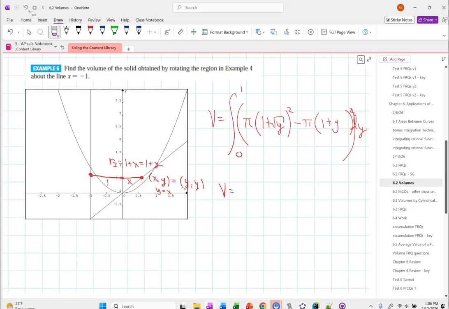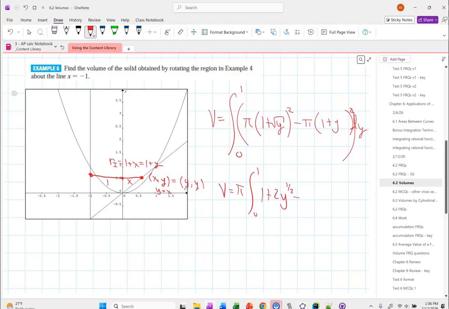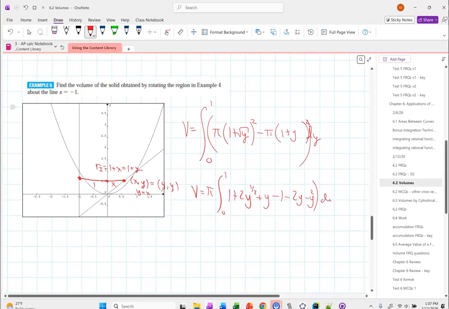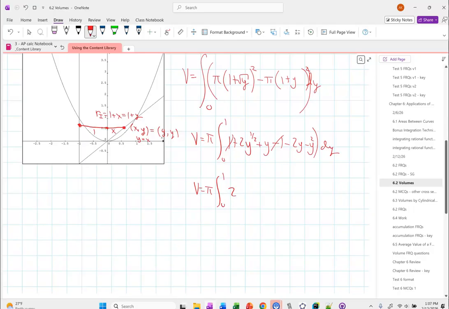Again, I don't have a good antiderivative formula for these guys. This is how they're currently written. What am I going to do? Boil them out. So I have 1 plus 2y to the 1/2 plus y minus 1 minus 2y minus y squared. Those guys cancel out. So we have 2y to the 1/2 minus y squared.